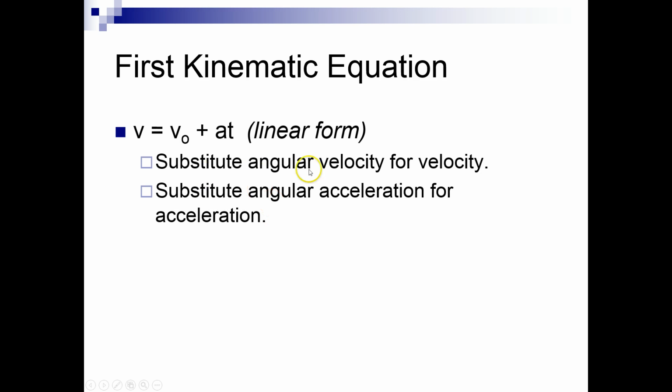Next page, the first kinematic equation that we have here, if you remember, is v is equal to vo plus at. You can substitute in the angular velocity for velocity and the angular acceleration for acceleration. So you end up with the angular velocity is equal to the original angular velocity plus the angular acceleration times your time. So that's really not bad.